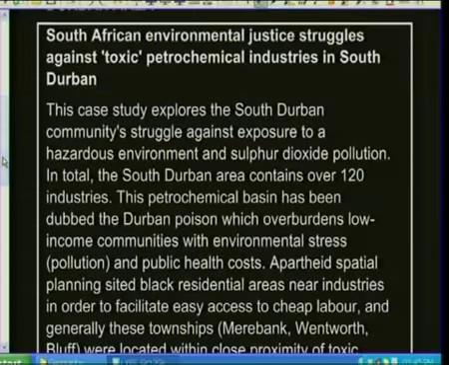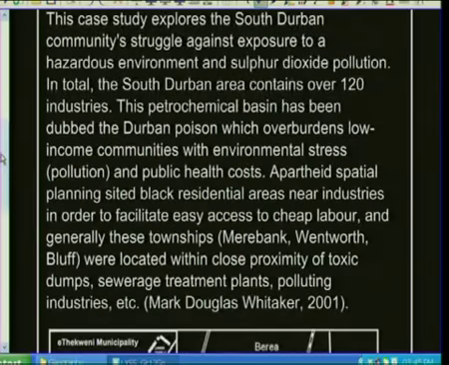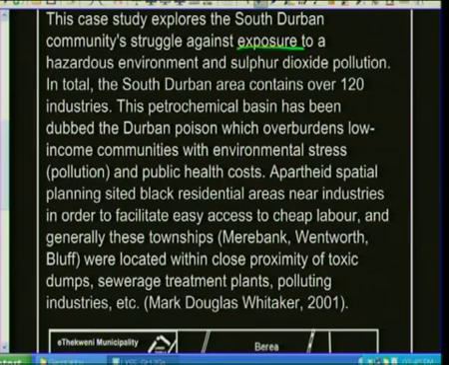So we have the article here, South Africa's environmental justice struggles against toxic petrochemical industries in South Africa, in southern Durban. Now, we would need to read through all of this in your question, in your exam. This case study explores the South Durban community's struggle against exposure to a hazardous environment and sulfur dioxide pollution. In total, the South Durban area contains over 120 industries.